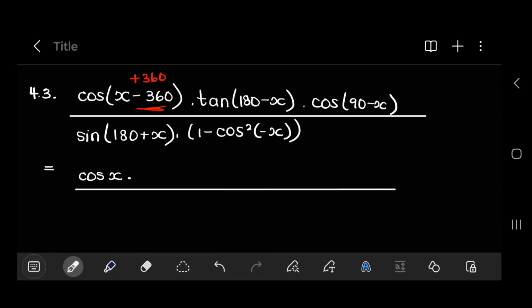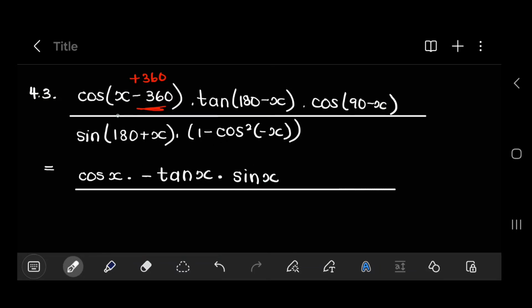Now, 180 minus lies in the second quadrant where tan is negative. So that becomes negative tan x. Next to that, we've got cos of 90 minus x. 90 minus lies in the first quadrant where all your trig ratios are positive. However, because it's 90 paired with cos, 90 changes cos into sine. So that becomes sine x.